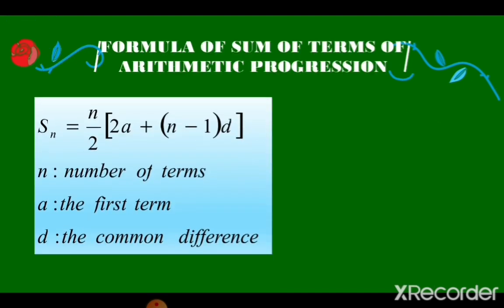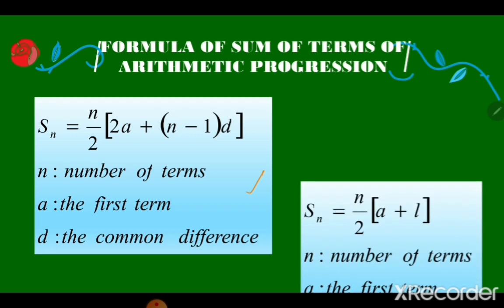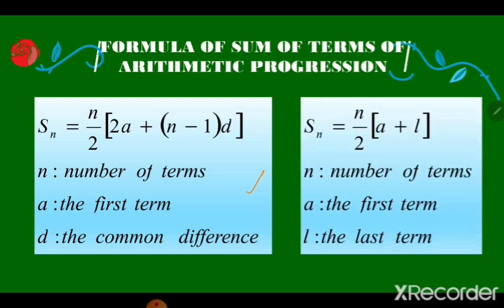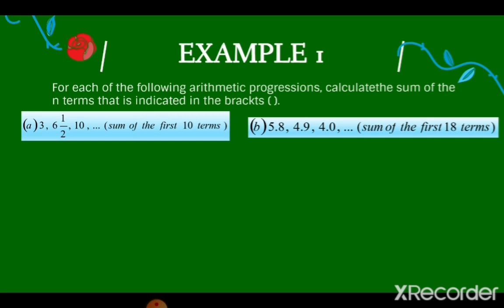Next, this is our formula. This is the formula in which the last term is not given. We use this other one when, in the question, you are given the first term and the last term, so it is easier to find the sum of the first n terms by using it. So we actually have two formulas for the sum of the first n terms in an arithmetic progression. Okay, so let's look at example 1.